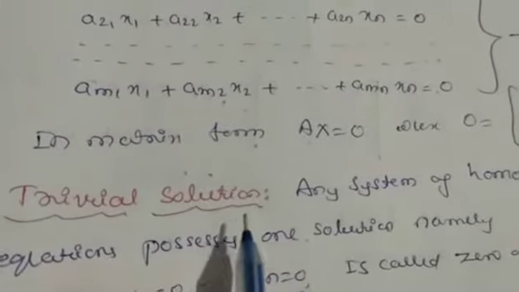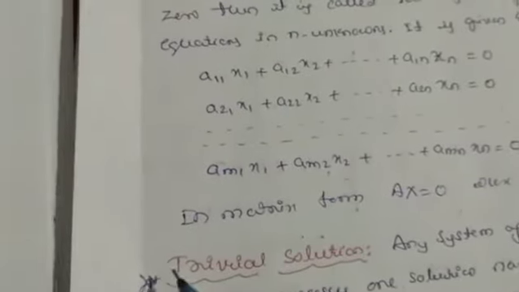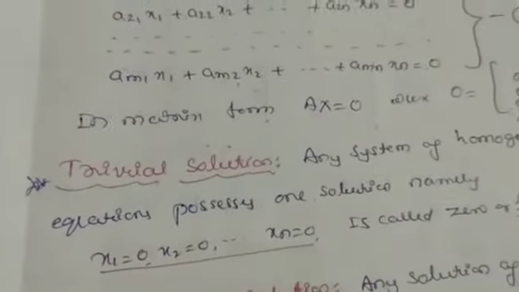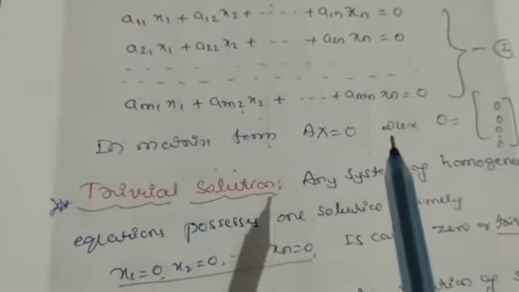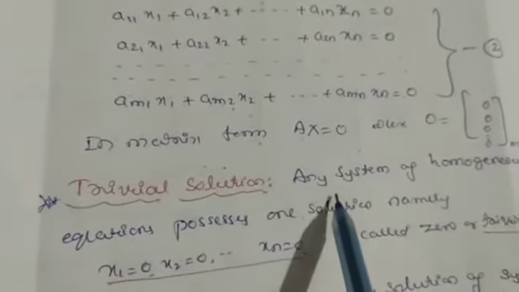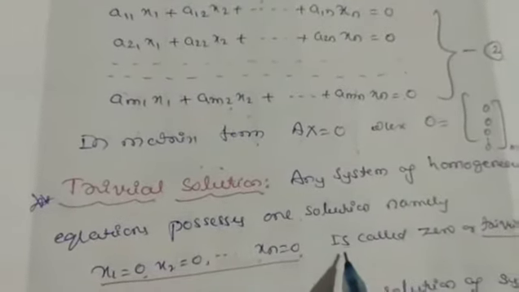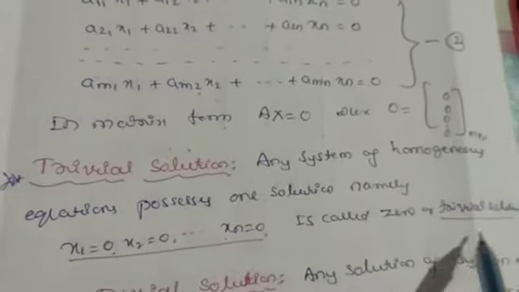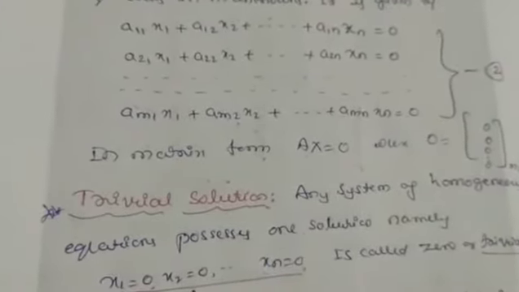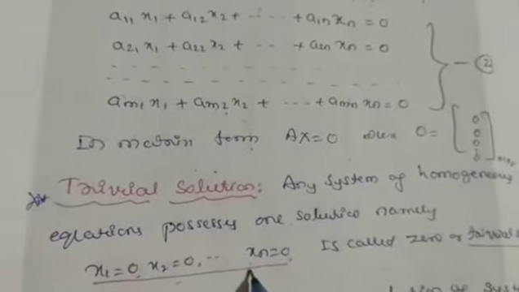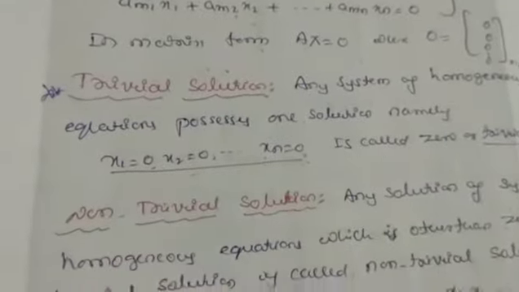Next comes the trivial solution. So what does trivial solution mean here? Again, it is also important. All these definitions are important here. Trivial solution means, I told you, an equation has a solution definitely. If all the values of unknowns are equal to 0, then we can say it is a zero or trivial solution. If the system has a solution in which all the values of unknowns are equal to 0, then it is called a zero or trivial solution.